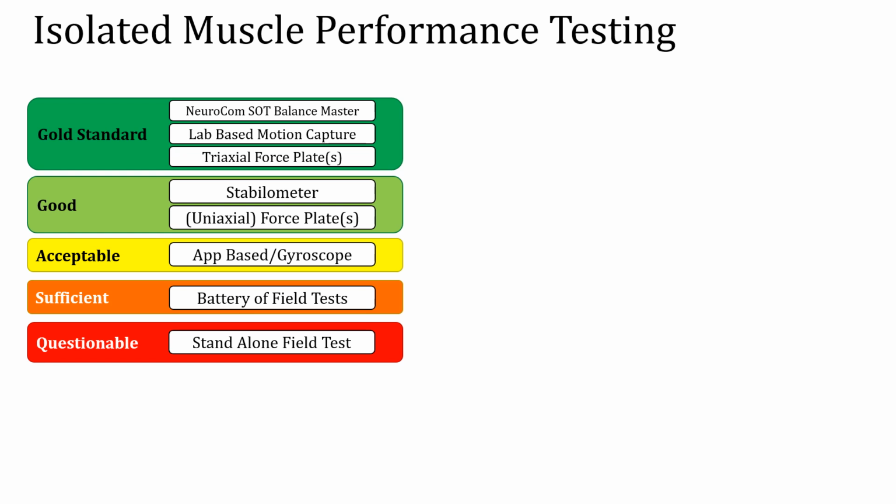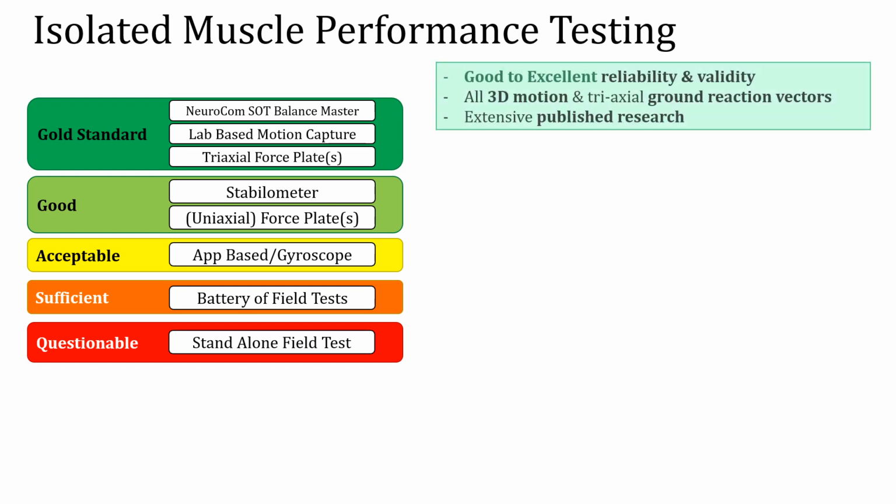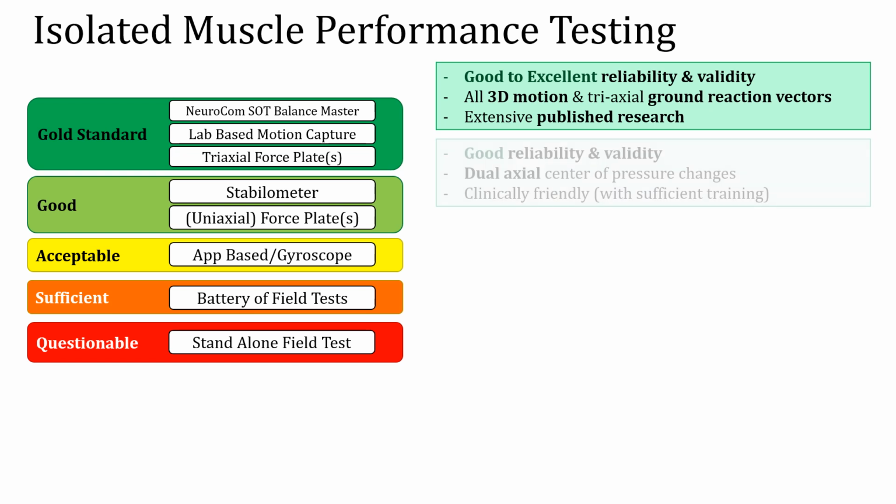So here I provide the definitions of what I mean by gold standard: good, acceptable, sufficient, and questionable. Good being good to excellent reliability and validity. All 3D motion and triaxial ground reaction force vectors can be accounted for. Extensive published research with the utilization of those tools. Good reliability and validity would be considered this good category.